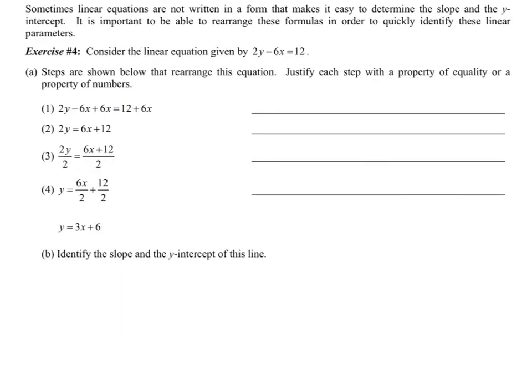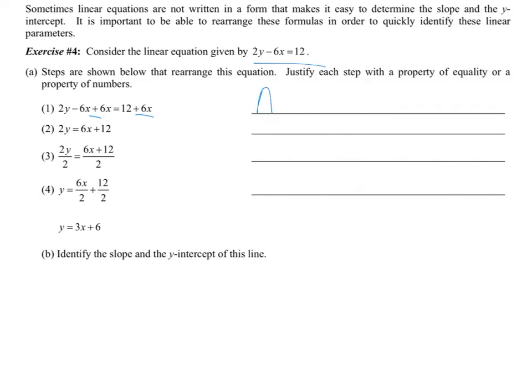Sometimes linear equations are not written in a form that makes it easy to determine the slope and the y-intercept. So it's important to be able to rearrange these formulas in order to quickly identify these linear parameters. So let's look at the equation 2y minus 6x equals 12. So it looks like, in number 1, you add 6 to both sides.